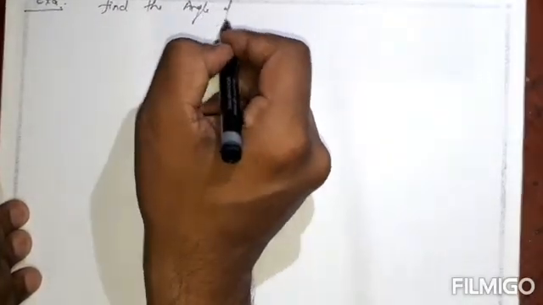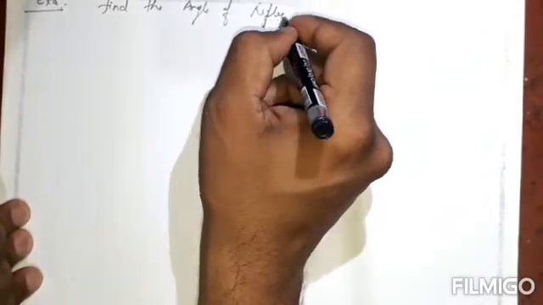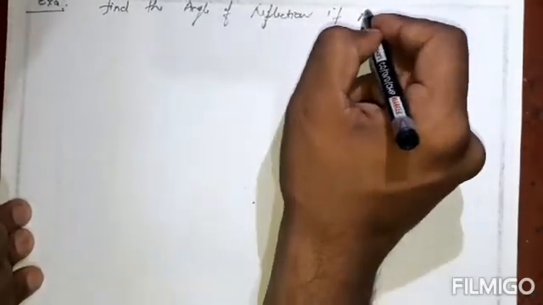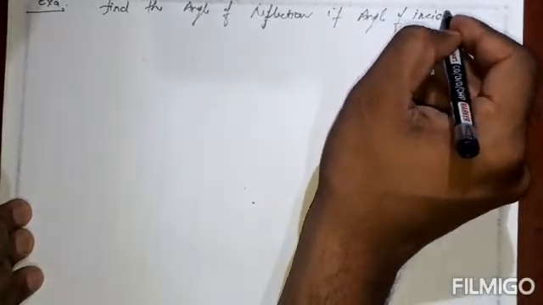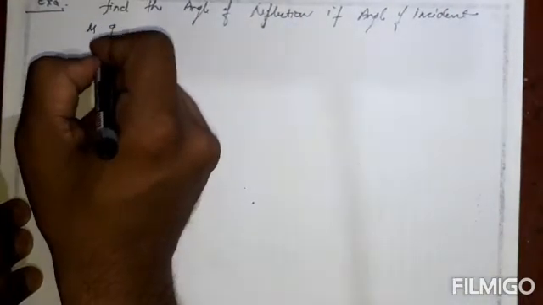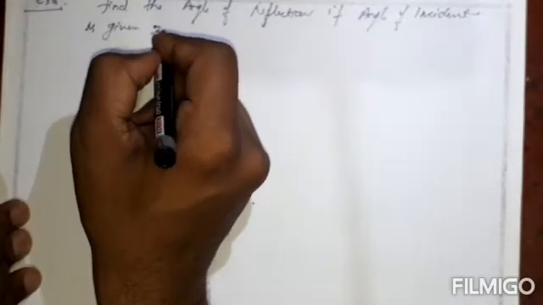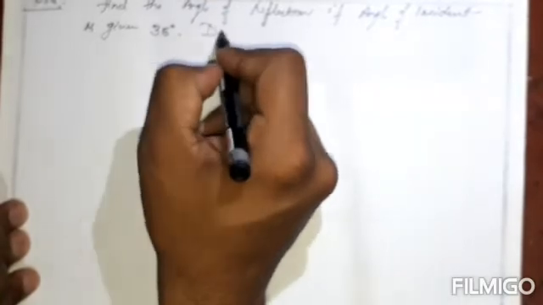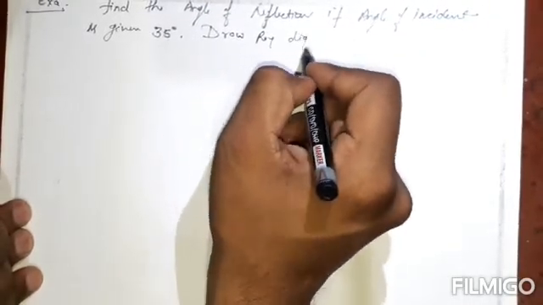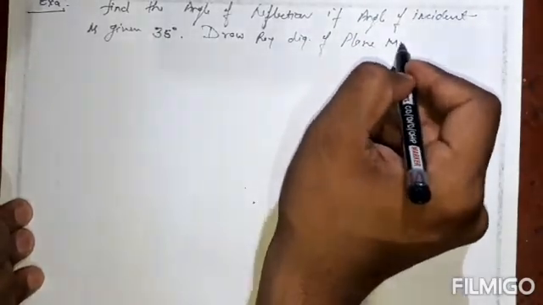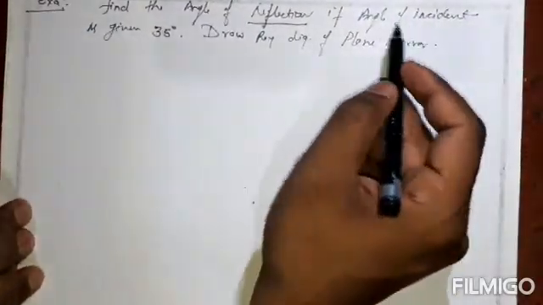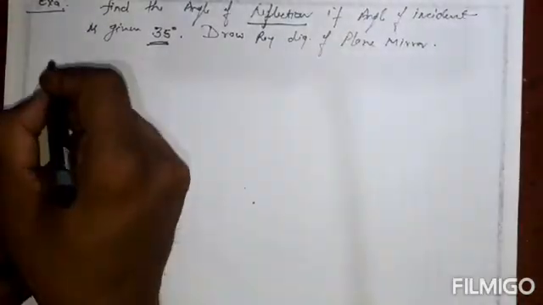Now we will take an example for the law of reflection. Find the angle of reflection if the angle of incidence is given as 35 degrees. Draw the ray diagram of the plane mirror. First of all, again repeat the question: find the angle of reflection if the angle of incidence is 35 degrees. Then I will draw the diagram.